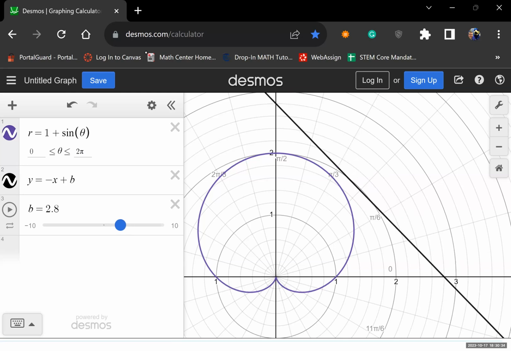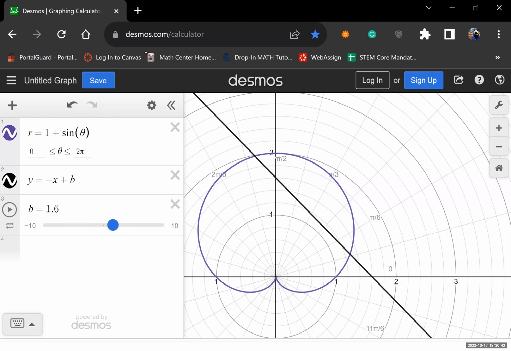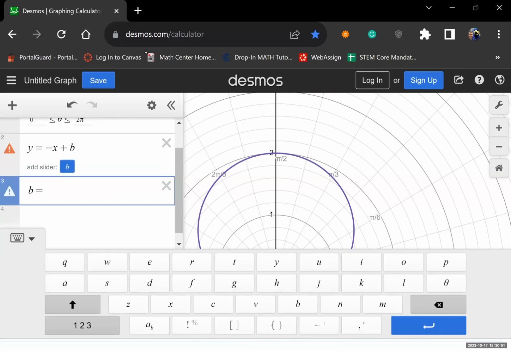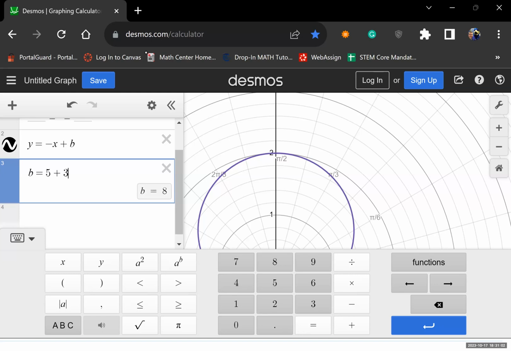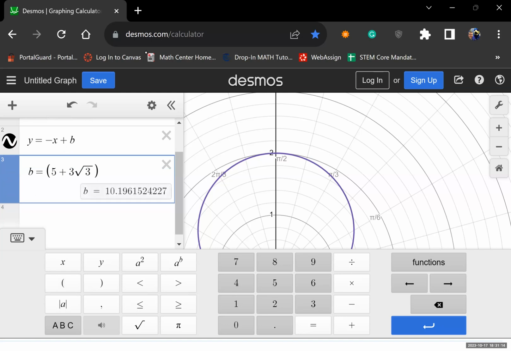Okay, I want b to be my y-intercept. So no matter what I do with this slider, if b is 0, it goes through the origin and it slides out. Then we're going to let b be the y-intercept that we calculated in our previous equation, which was kind of a weird y-intercept. It was (5 plus radical 3), right? We want all of that in parentheses, close parentheses, and divide by 4.